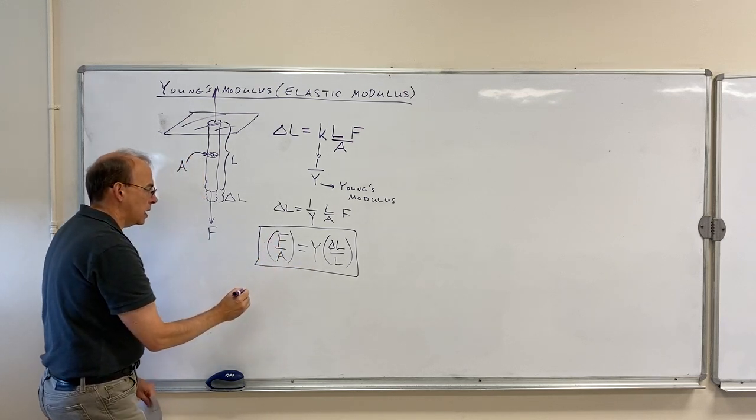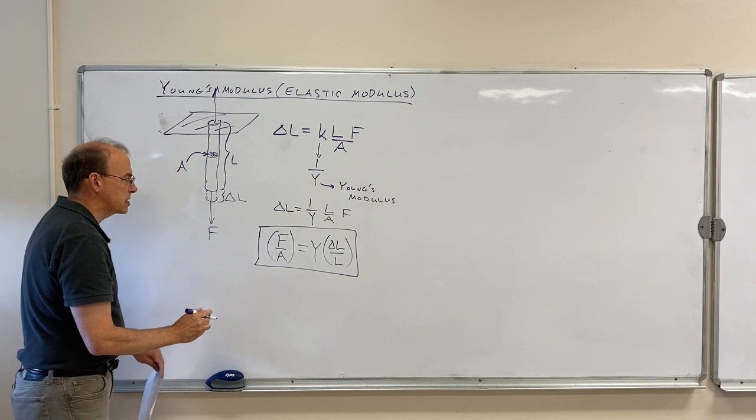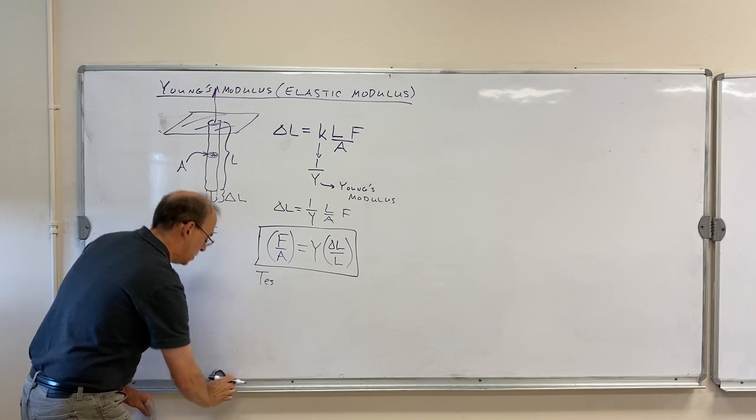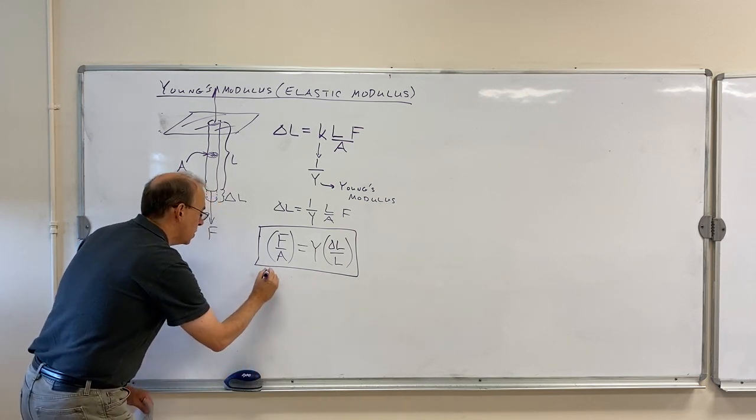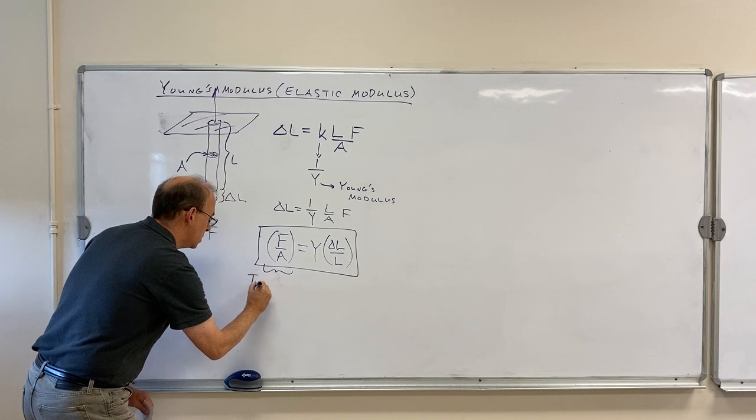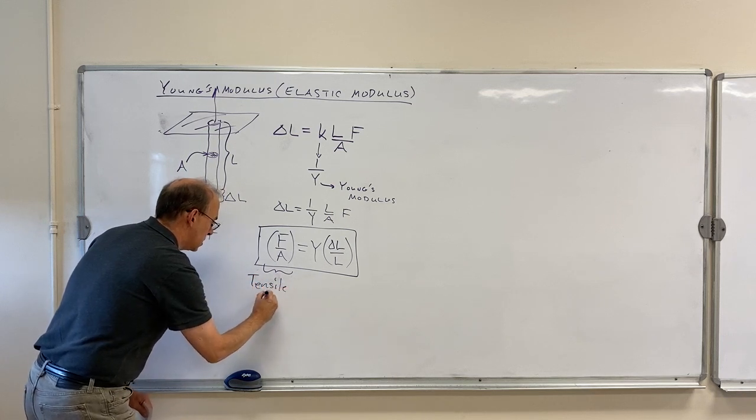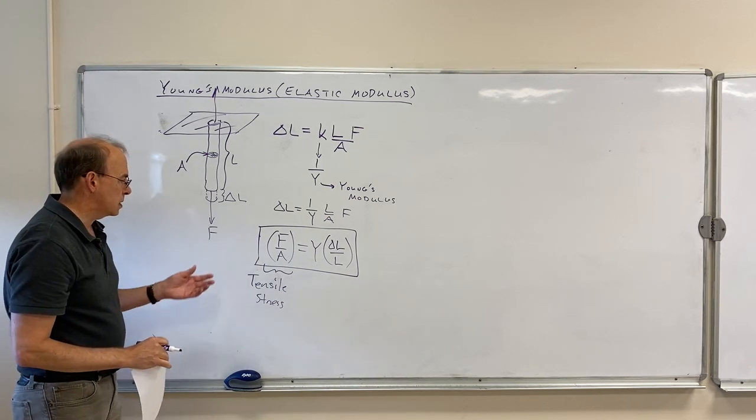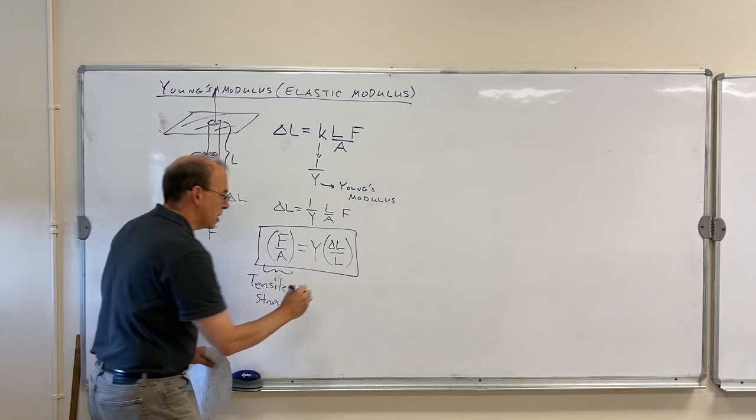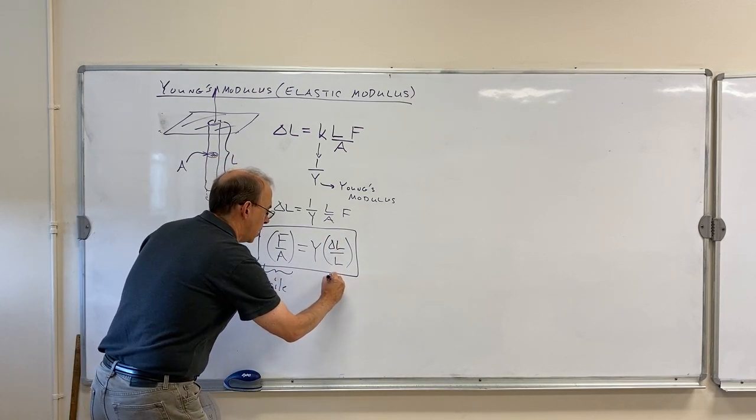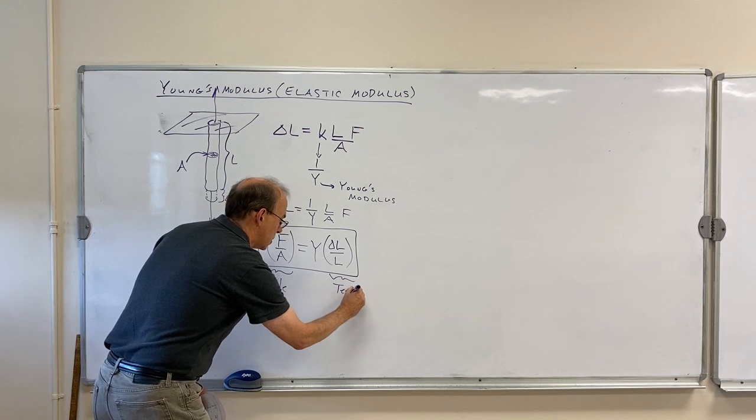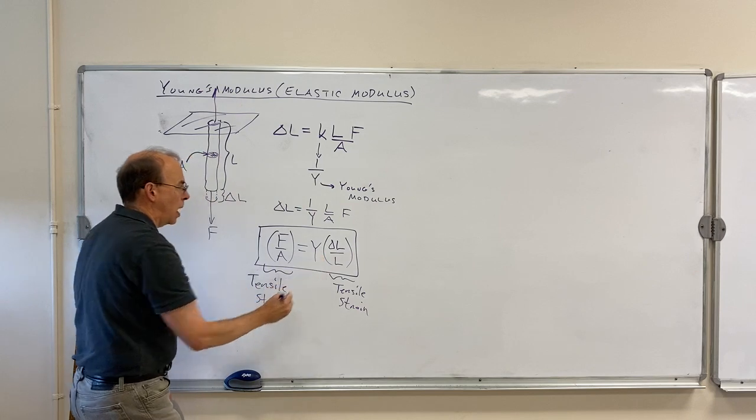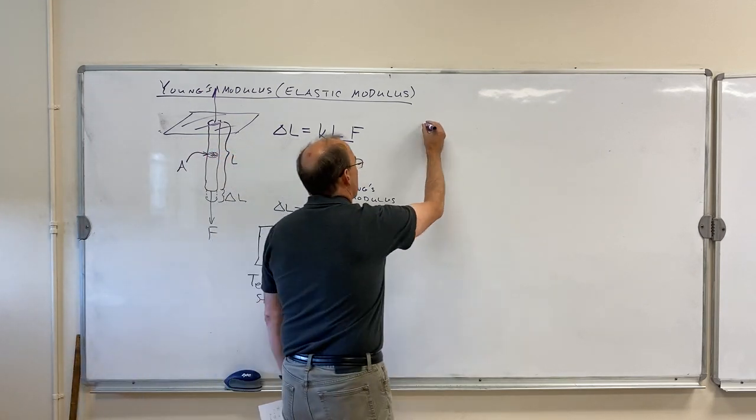The F over A is called the tensile stress. Tensile means in tension. The delta L over L is the response. That's called the tensile strain. And then again, this Y is Young's modulus, or the elastic modulus.